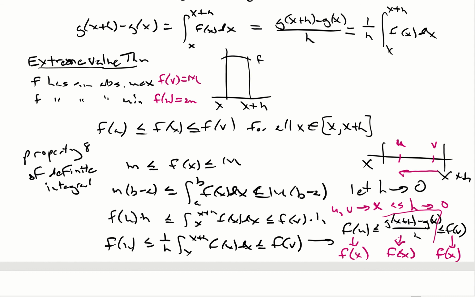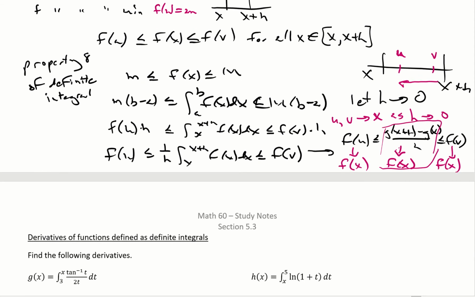But as I cram it in here, what this little guy is saying is the derivative, and I'll write it on the next page. So it's saying basically the limit as h goes to 0 of g of x plus h minus g of x all over h is actually f of x.